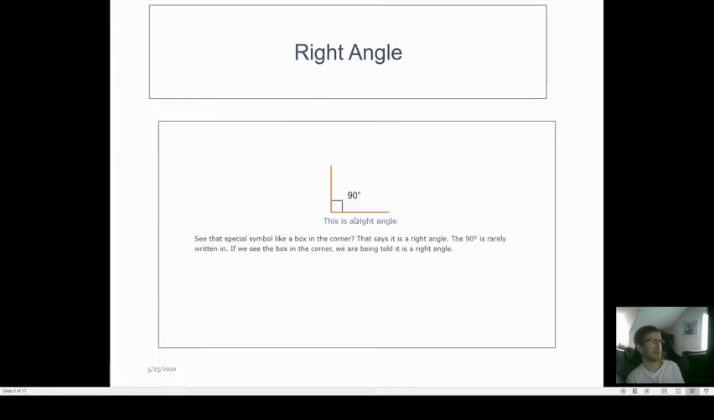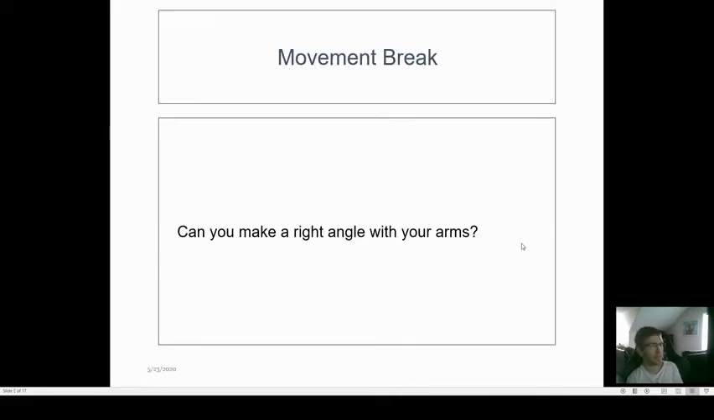And on this next slide you can see this. So this is a right angle. It looks like an L. So you see that special symbol, like a box in the corner. You've got this little box right here that says it's a right angle. So the 90 degrees is rarely actually written in. If we see the box in the corner like this, we're being told that it's a right angle.